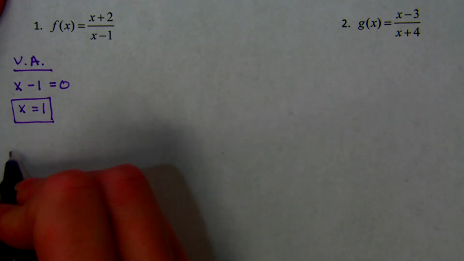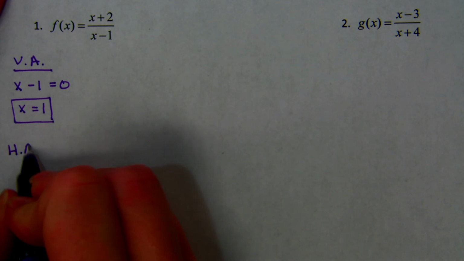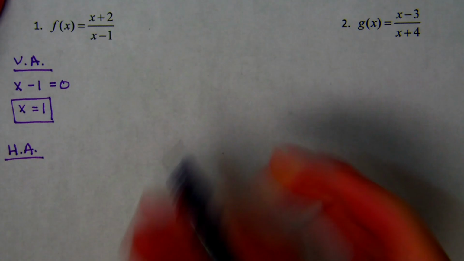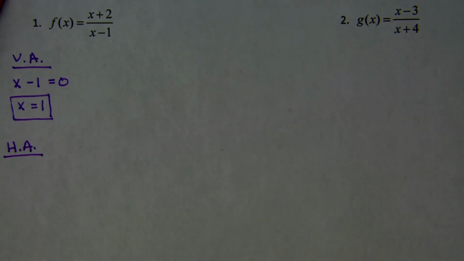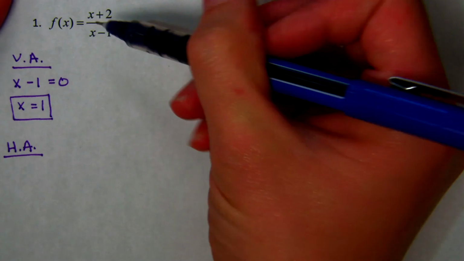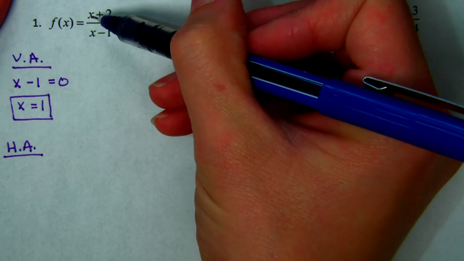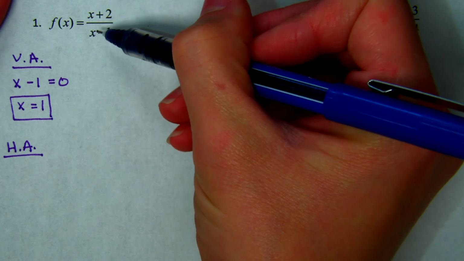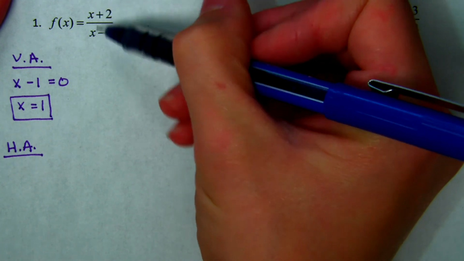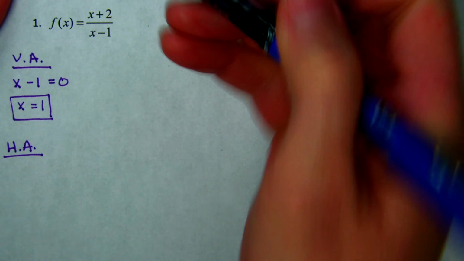After you find the vertical asymptote, you find the horizontal asymptote. And to find the horizontal asymptote, what we do is we compare the degree of the top and the degree of the bottom. And you'll remember that the degree is the exponent. And it's the biggest exponent usually. In this case, I have x plus 2 on the top and x minus 1 on the bottom. My degree here is 1, and my degree here is 1, because they're just x's. I don't have an x squared or anything.